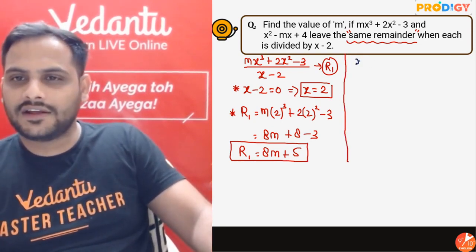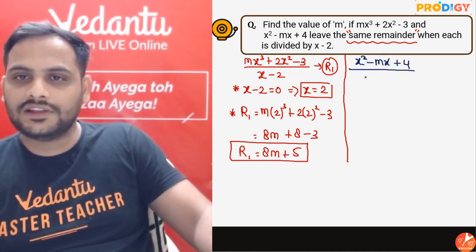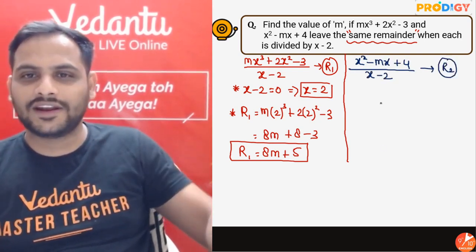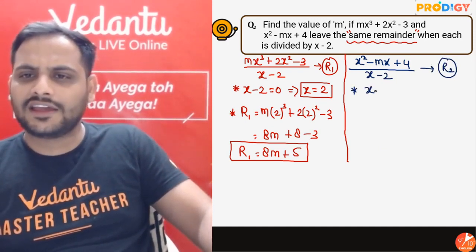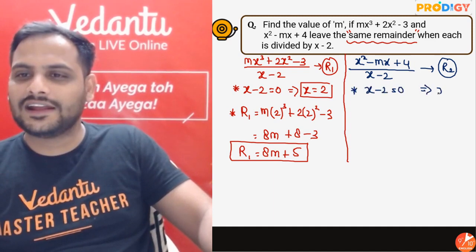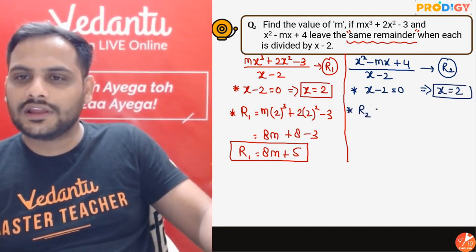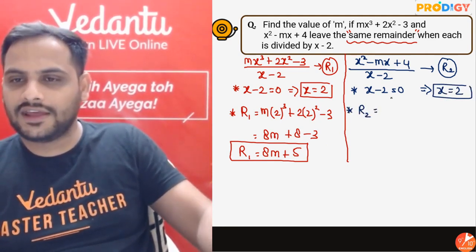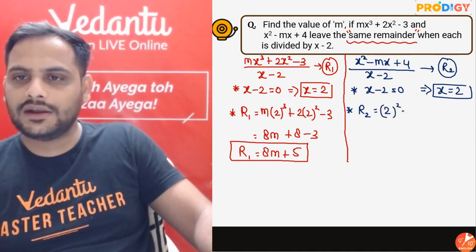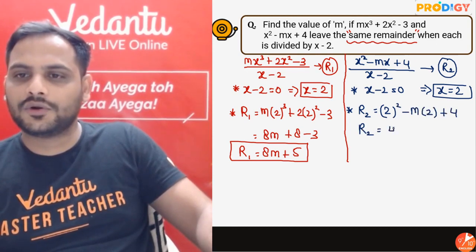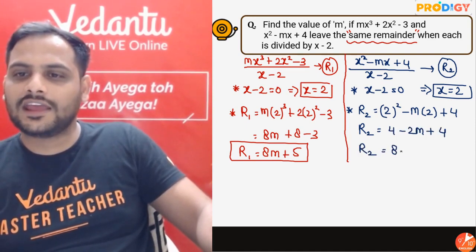So when we divide x square minus mx plus 4 by x minus 2, let's say we are getting r2. So first step again, x minus 2 equal to 0, you will get x is equal to 2, that all of us know. Now second step, r2 is equal to, write 2 in place of x. So 2 square minus m into 2 plus 4. So r2 is equal to 4 minus 2m plus 4. So r2 is 8 minus 2m.